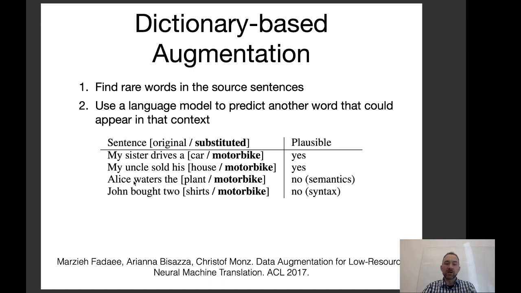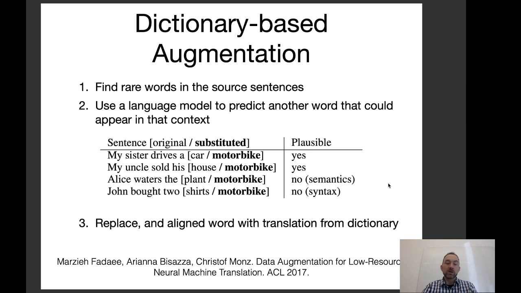Then we could also have Alice waters the plant. Here, replacing with motorbike would not be a good idea because it's semantically strange. And John bought 2 shirts. With motorbike, this would also be strange because of syntax. So we hope that essentially by using a language model to calculate the probability of the output, this would help us filter out these kind of strange inputs on the input side.